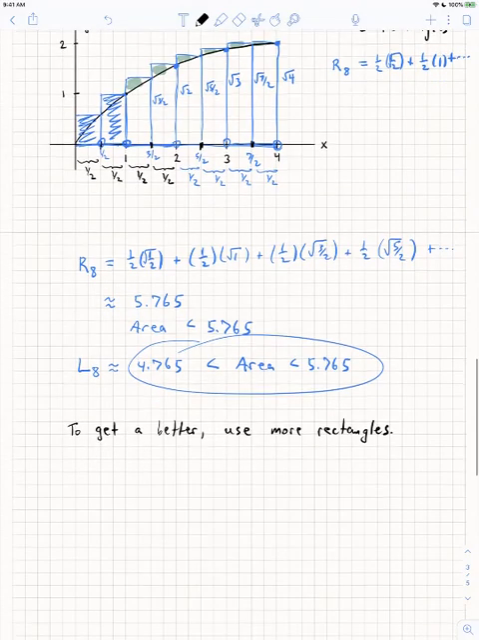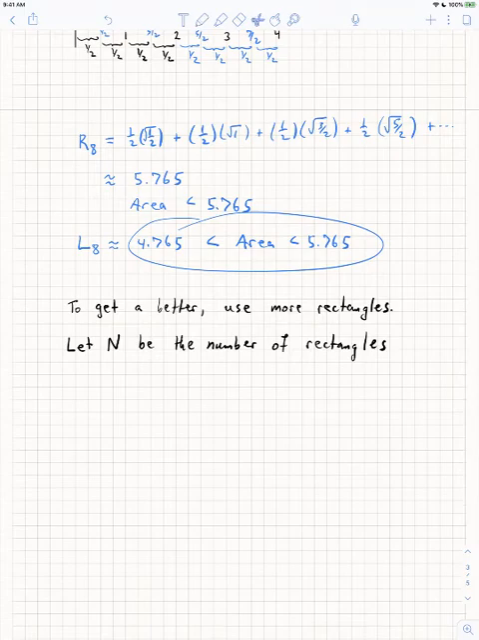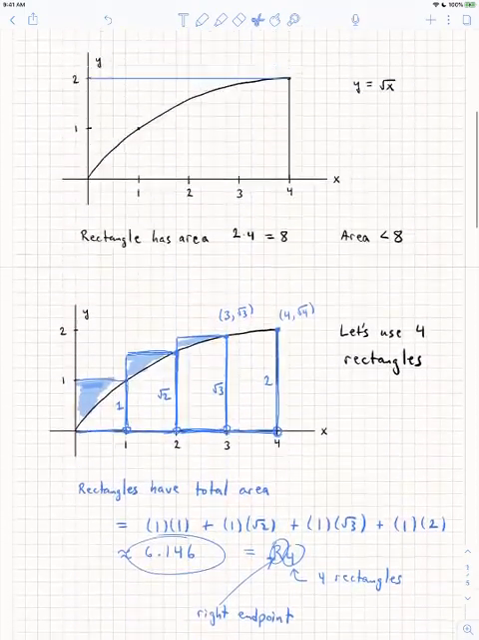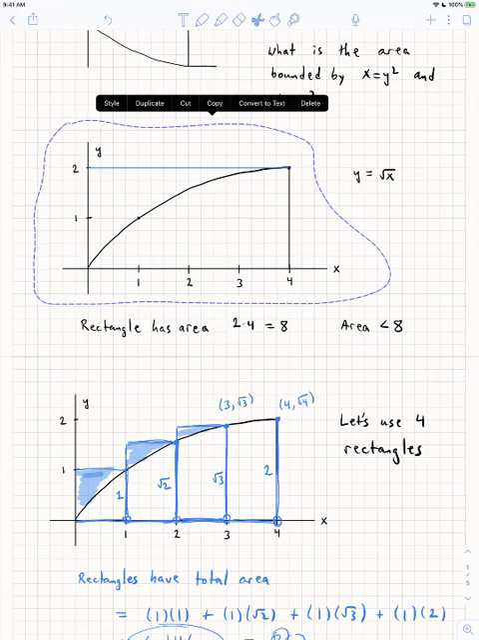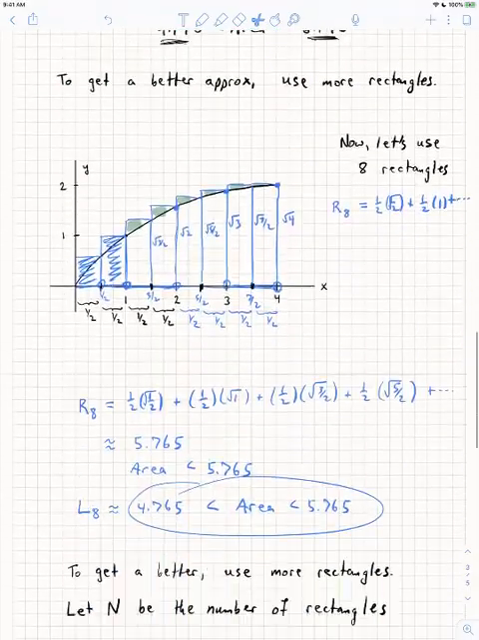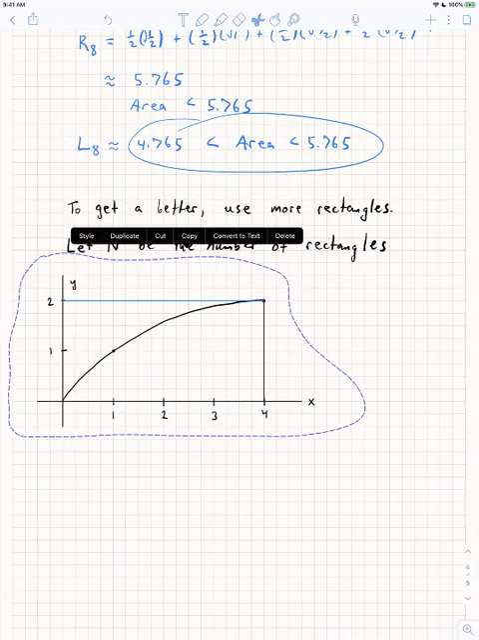How do we represent that? Well, what we can do is just let the number of rectangles be an arbitrary number. So let n be the number of rectangles. Let's take our parabola again, or our graph of the top half of the parabola. Let's paste it here. So now what I want to do is use n rectangles.